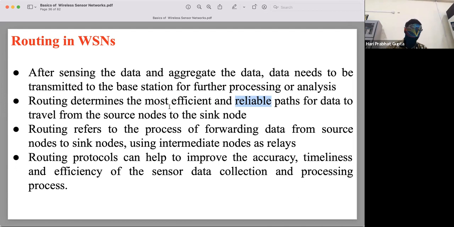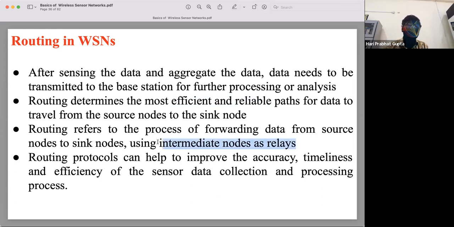So it depends on your application, whether you are going in this direction or that direction, or use the fuzzy logic between lambda efficiency plus (1 minus lambda) reliability, with lambda varying from 0 to 1, like this one. So it depends on what application you are using. But routing refers to the process of forwarding the data from source to the sink node using intermediate nodes.